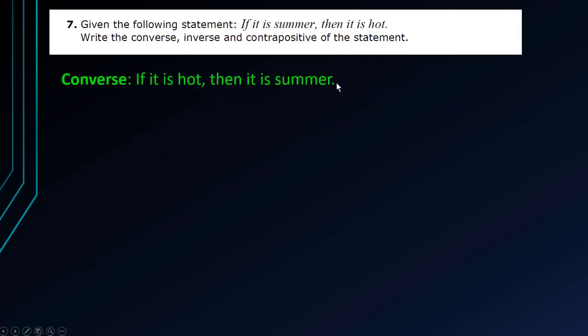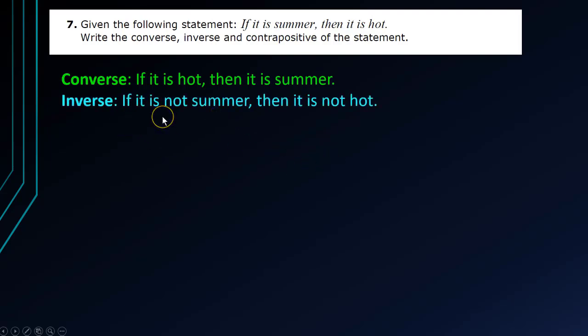That's the converse. So it's kind of like an opposite statement. Now, the inverse is me negating both parts of the statement. So instead of saying if it is summer, I'm going to say if it is not summer, and I'm going to negate this part too, then it is not hot. So that's what the inverse would be. The contrapositive would be like me taking the converse and negating that. So I would say if it is not hot, then it is not summer.